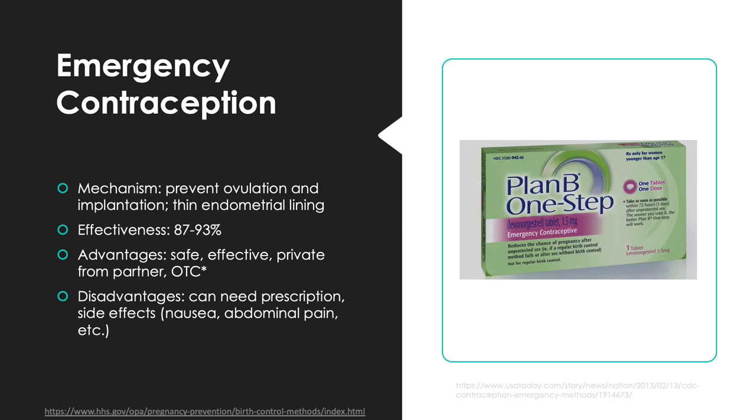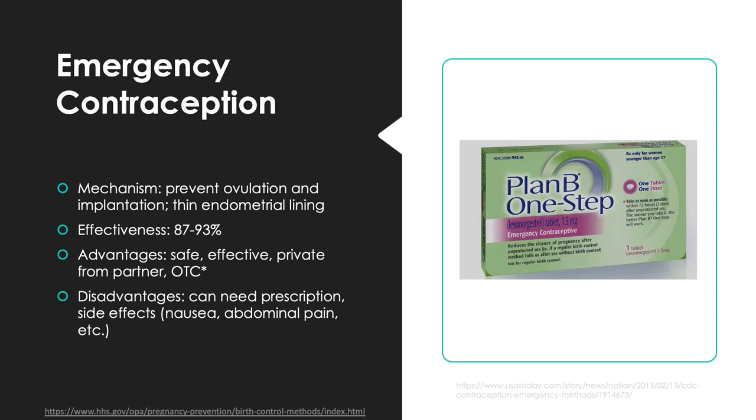Plan B and Ella are both pills that can be taken up to 96 to 120 hours post-intercourse to prevent pregnancy, but are most efficacious the sooner they're taken after intercourse occurs. They work by preventing ovulation and implantation, as well as thinning the endometrial lining. Plan B is a high dose of progestin that prevents LH and FSH secretion through feedback inhibition, whereas Ella is a competitive antagonist and blocks progestin receptors, not allowing the endometrium to undergo the changes needed to prepare for implantation of pregnancy. These methods are 87% and 93% effective, respectively.